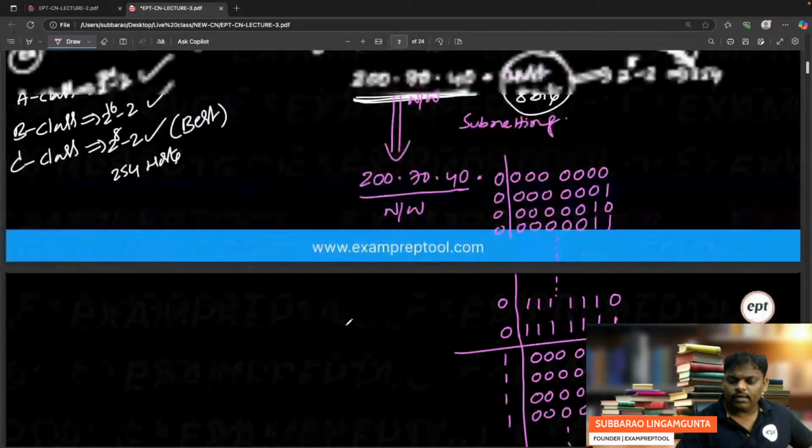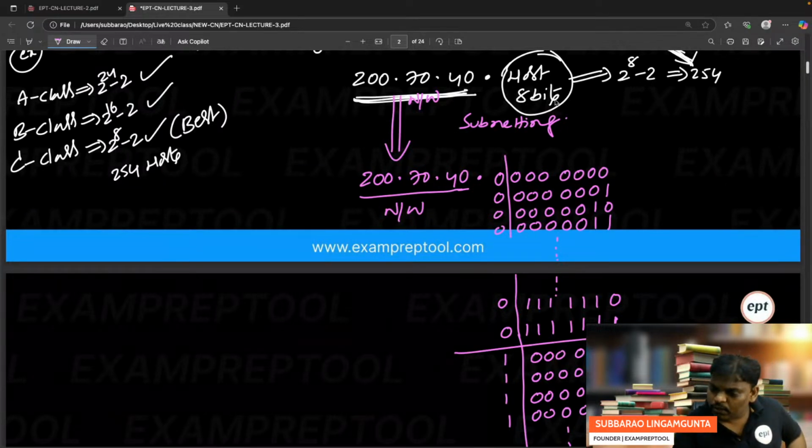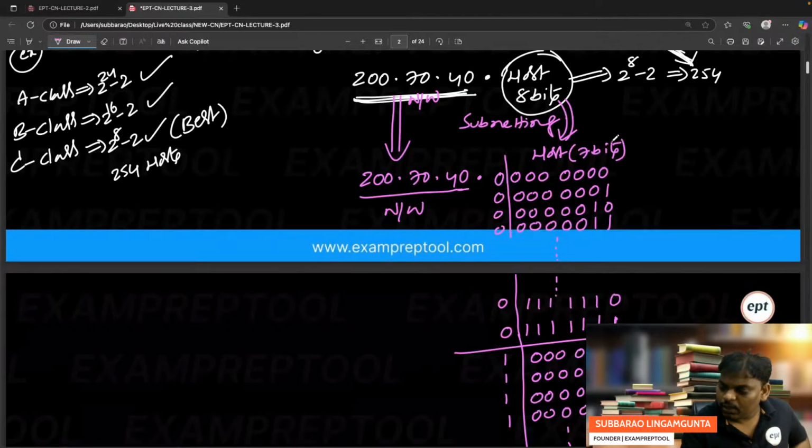Now understand this. Host purpose 8 bits, okay. Out of those 8 bits, host purpose now keep only 7 bits. 1 bit for subnet. Subnet purpose 1 bit.